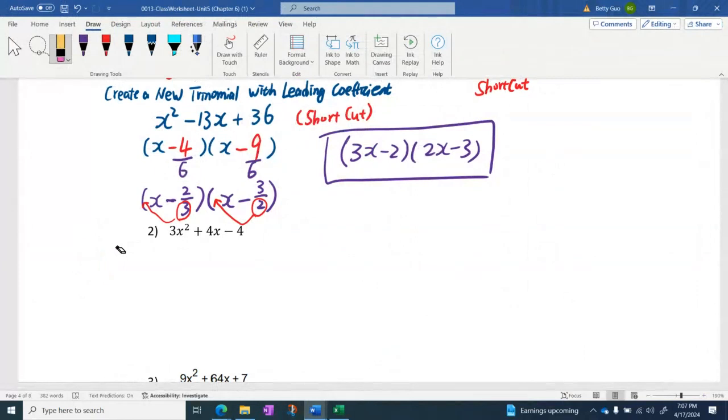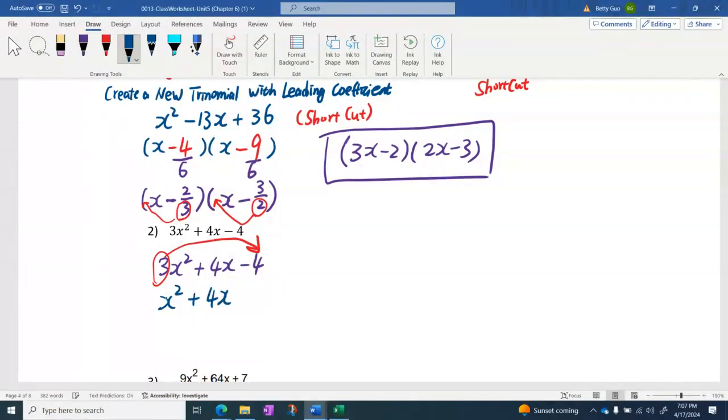We would have to deal with the leading coefficient. So this is how we get rid of the leading coefficient. We are going to slide it away to multiply with the constant, and we are going to create a new trinomial. That is x squared plus 4x. So the middle term, 4x, remains the same. And the constant term is going to change because we slide the leading coefficient 3 to multiply with the constant. 3 times negative 4 is negative 12. So this is the trinomial we created.